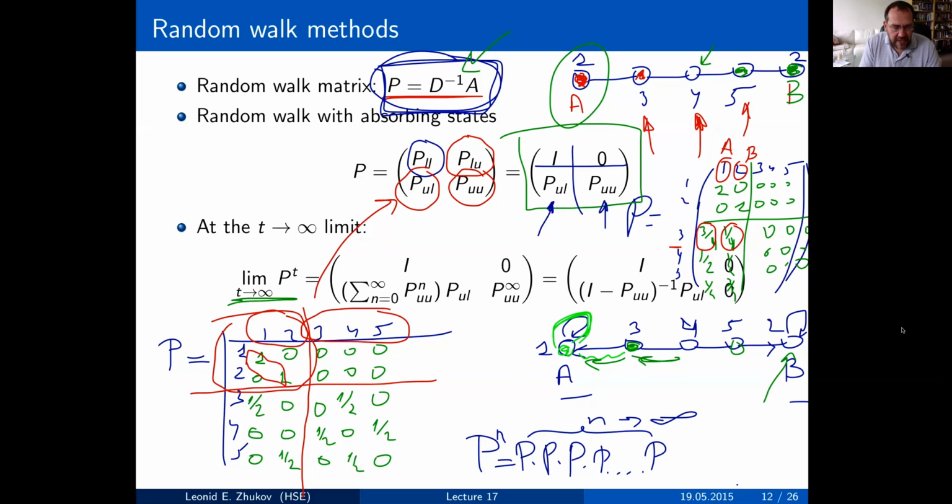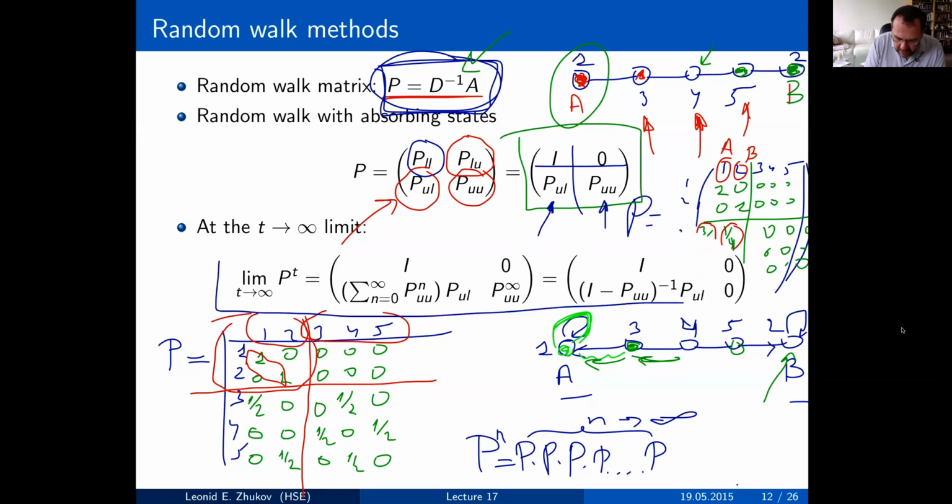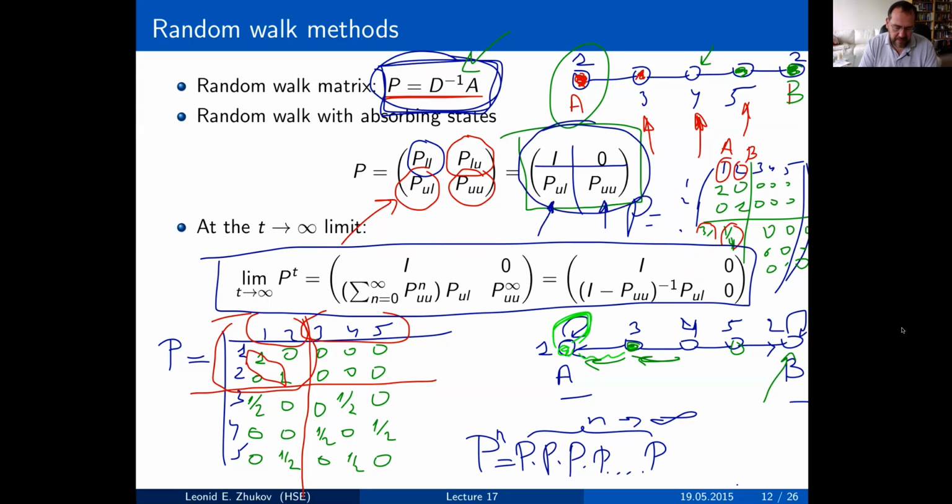And one can show that, and I'll have to clean this up a little bit, that at the limit of large time, multiplying this matrix by itself, you will get that. And you can actually easily do it by just literally taking that matrix and multiplying by itself, and multiplying by itself.